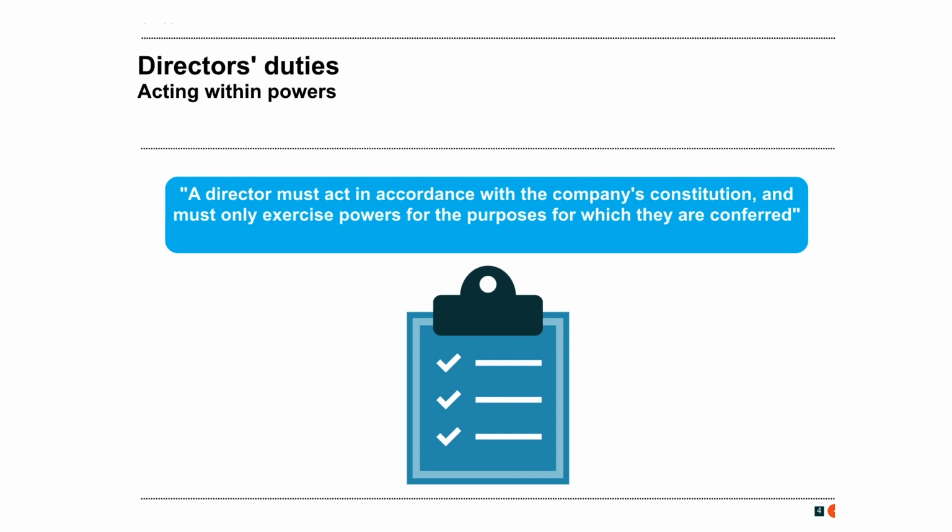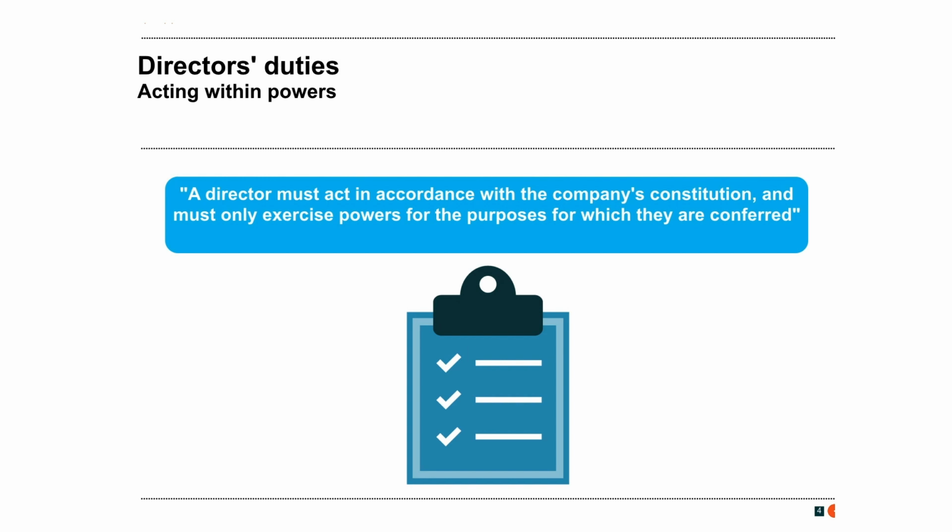The first duty is to act in accordance with the company's constitution and to exercise powers for the purposes for which they are conferred. The company's constitution for these purposes usually means its articles, which are effectively the rulebook for the company, setting out how it is governed and the relationship between the company, the board of directors, and its shareholders. Most articles confer wide powers on the directors to manage the company's affairs, but any limitations on those powers must be respected. The duty to only exercise powers for the purposes for which they are conferred means that directors must exercise the powers they have in good faith for their intended purpose.